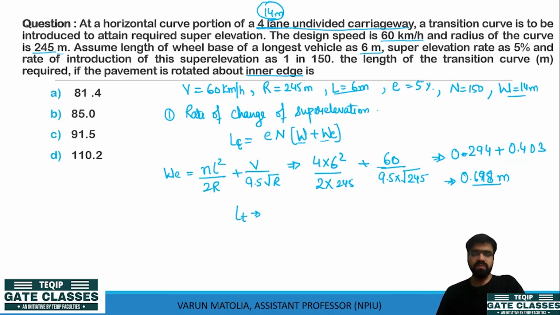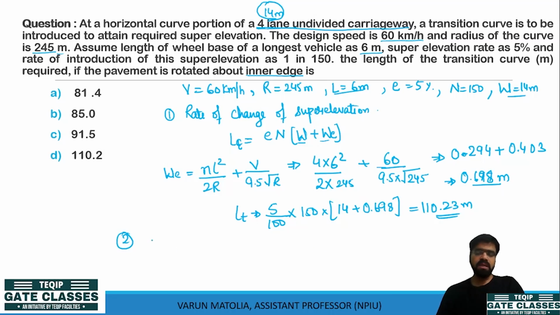Length of transition curve equals E value as 5%, 5 by 100, multiplied by N as 150, multiplied by width of road as 14 meters plus the extra widening, 0.698 meter. Add up these values and calculate the length of transition curve. The value is coming out to be 110.23 meters.